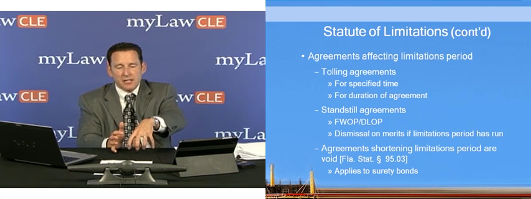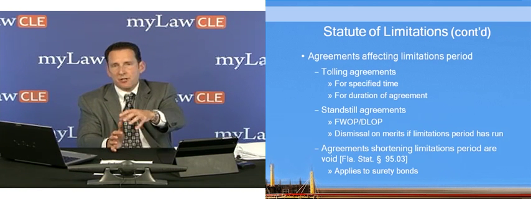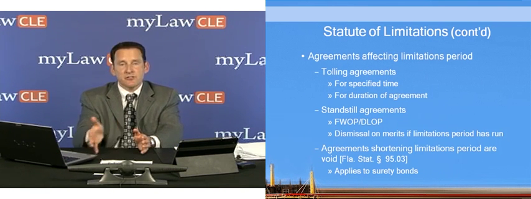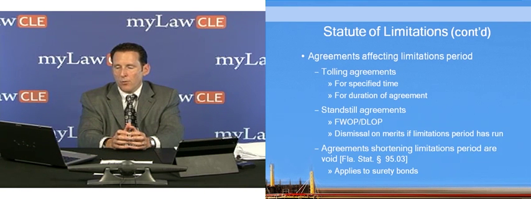So expressly, the language can say that the tolling period expires on a date certain, regardless of where you're at in the process of investigating it or trying to settle it. And of course, then the clock starts ticking again. Or it can be for the duration of the agreement.